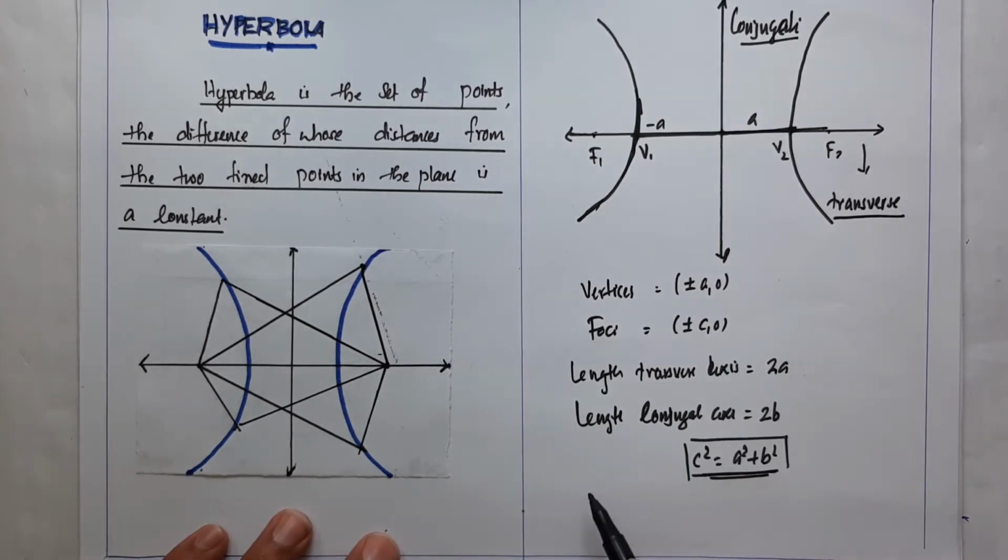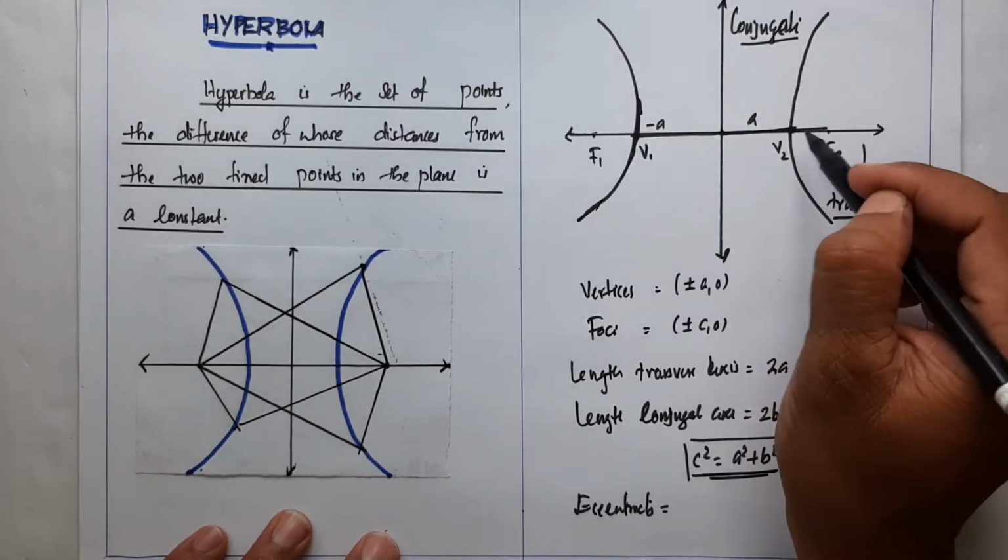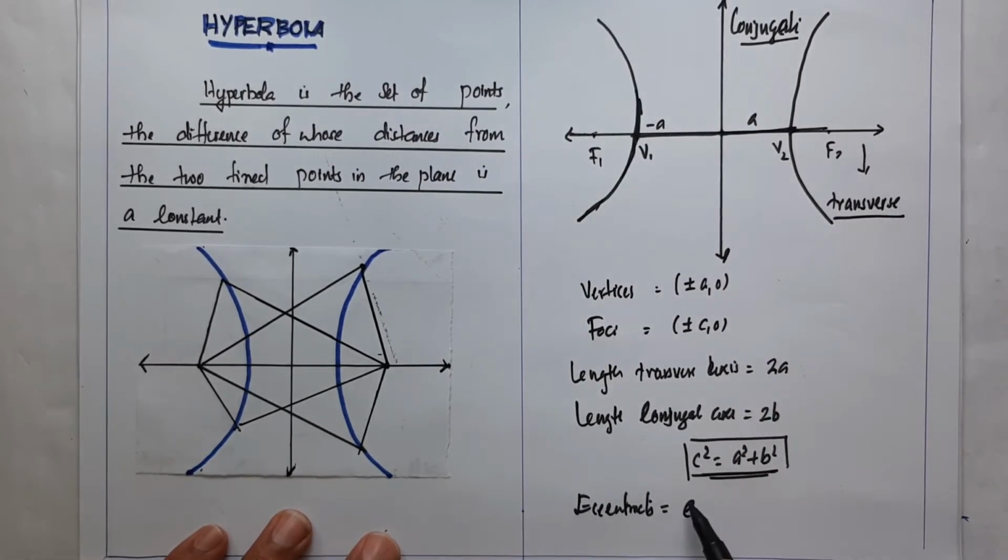Okay. Also, here we have eccentricity. You know eccentricity. The definition says it is the ratio of the distance from the center to one of the foci to the distance from the center to one of the vertices, and therefore the answer is e is equal to c divided by a. Then the latus rectum.